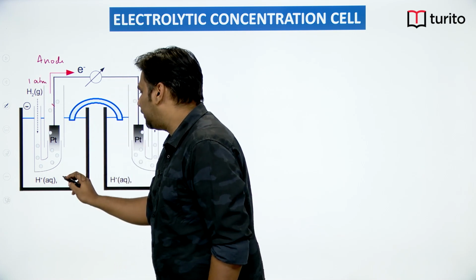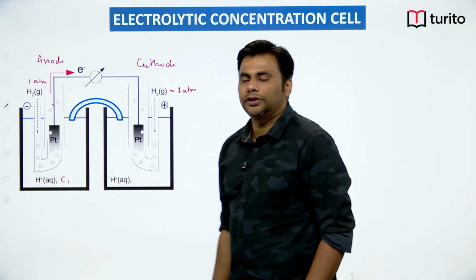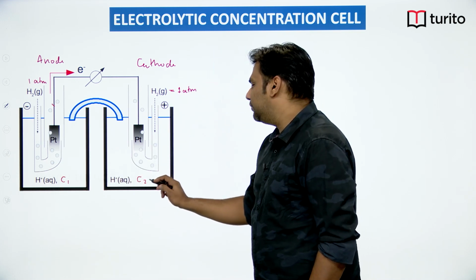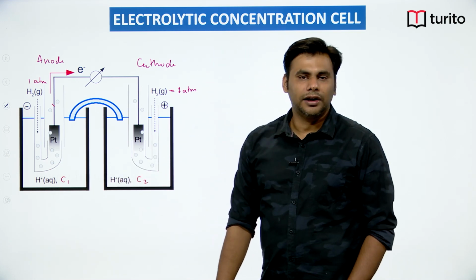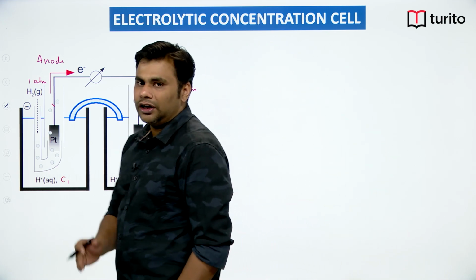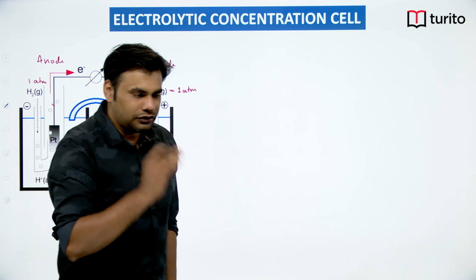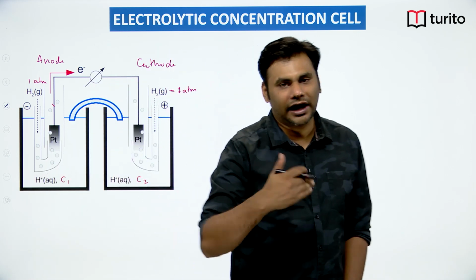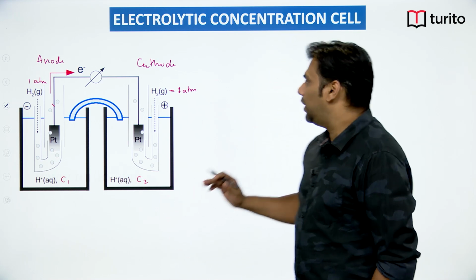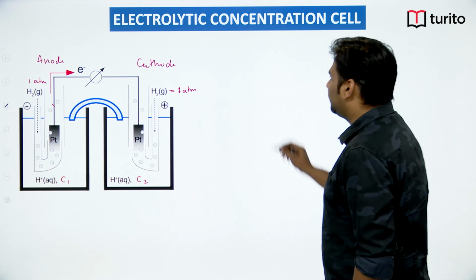Okay, and say the concentration of H plus in this solution is C1 and in this solution it is C2. Okay, so first let us write the equation. I have already told you there is a simple algorithm. You have to always write the anodic reaction, cathodic reaction, full reaction. Okay, so let us look at the anode first.